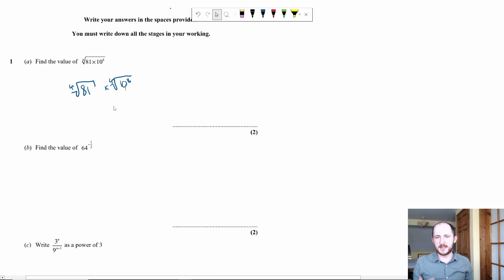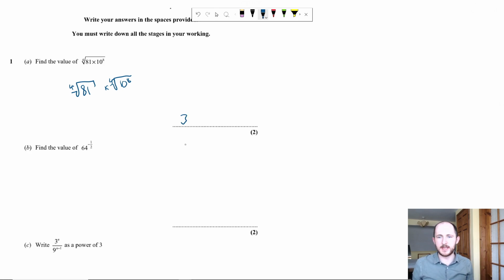Again, knowing this is a bit tricky, but go up in ones, right? So 1 to the power of 4 is 1, 2 to the power of 4, that's 2 times 2 is 4, times 2 again is 8, times 2 is 16, so it's not that. 3, well 3 times 3 is 9, times 3 again is 27, times 3 again is indeed 81, so it's 3. Or you can just remember it.